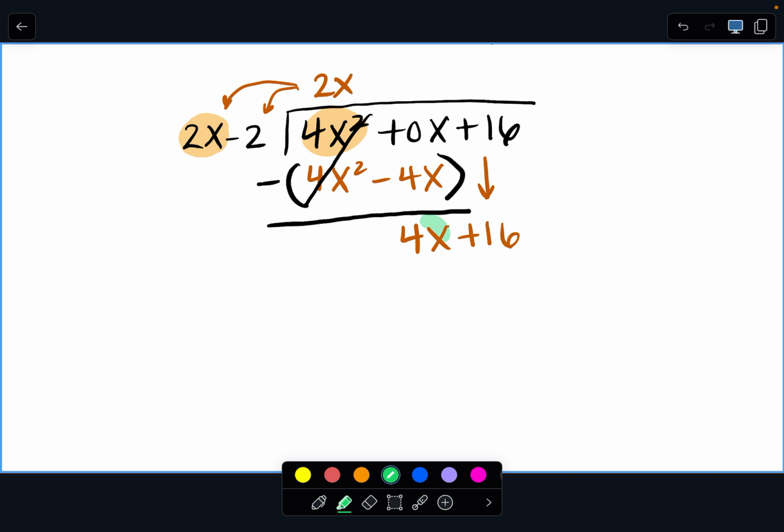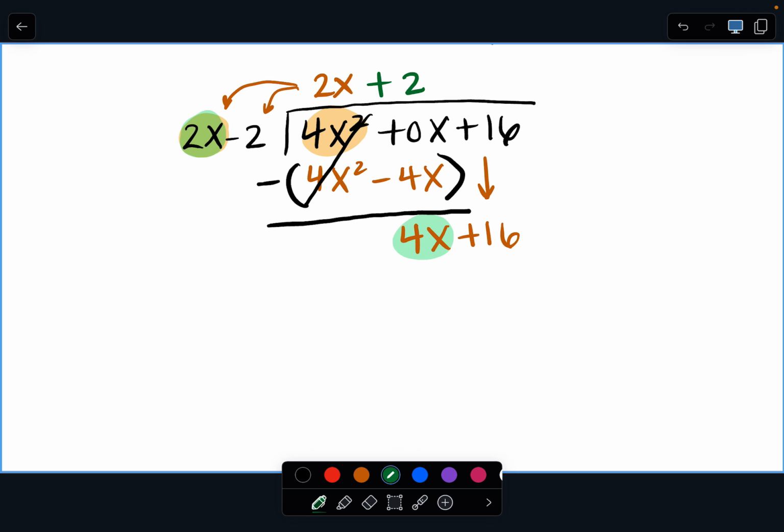Now I want to focus on this 4x. And I'm still working with 2x because that's the only term I can use to get rid of 4x, but they need to be the same number. So what do I multiply 2x by to make 4x? 2. So whatever number you pick, if it's positive or negative, you use that sign. So we said positive 2. So I'm going to go in and I'm going to write plus 2.